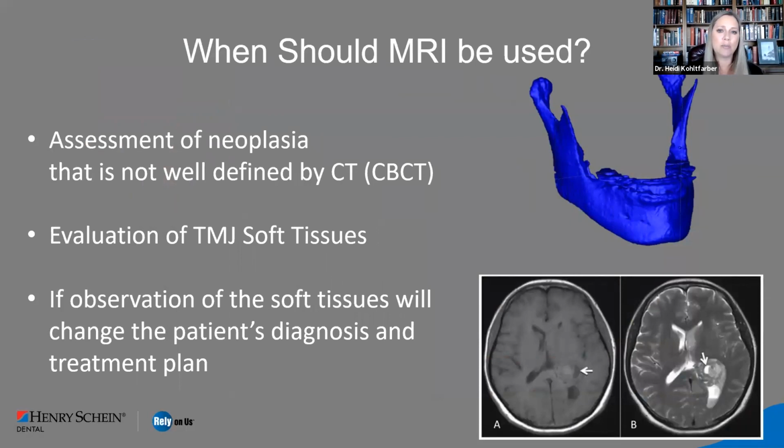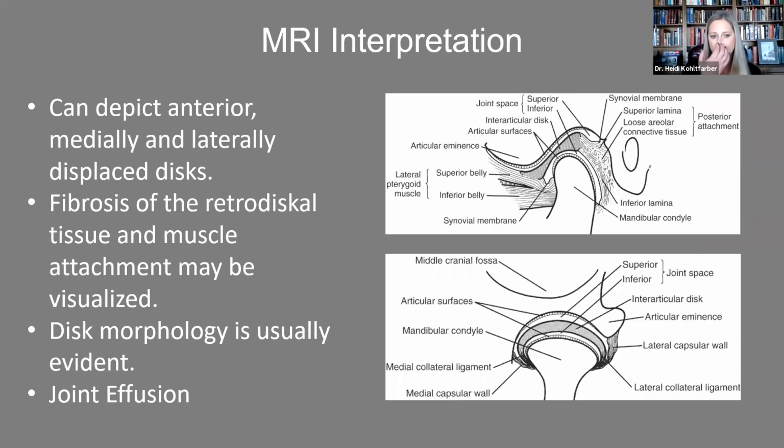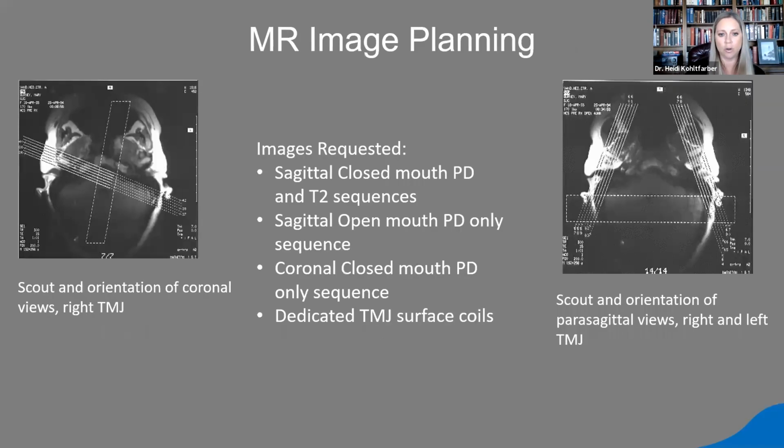So when should MRI be used? With the assessment of any of our neoplasias, as we looked at, we can evaluate any of the TMJ soft tissues, or when the observation of those soft tissues will actually change the patient's diagnosis and treatment plan. And so this is probably something that we'd love to go over on another day, but definitely we can see the soft tissues of the disc. We can see whether we have an anterior displaced disc or not. We can look at the fibrosis of the retroskeletal tissue, and we can look at joint effusion or inflammation that's going on.